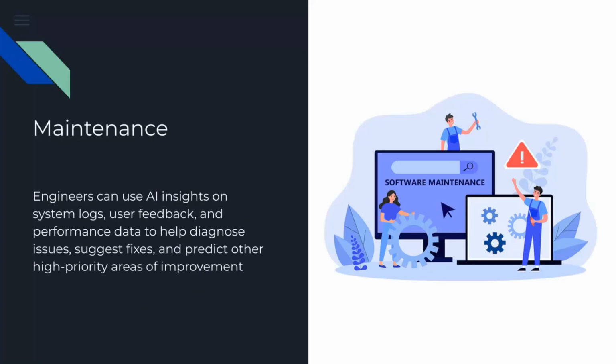And lastly, creating code on your computer is one thing, but deploying it on the cloud or making it available to end users is a whole other business. And maintaining the software is a big task in itself. Engineers can use generative AI to get insights on system logs, user feedback and performance data, and help fix issues and predict other high priority areas of improvement. So it can help a lot within IT and system maintenance aspects.